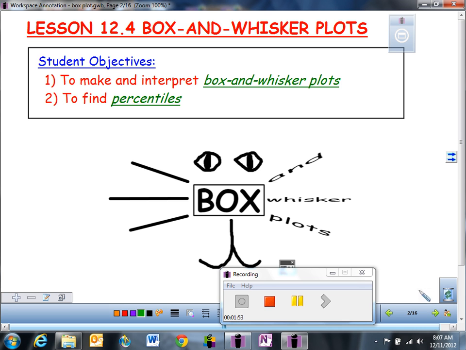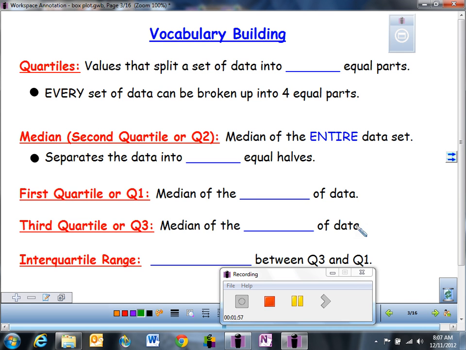Today we're doing box and whisker plots. So when you do a box and whisker plot, you have quartiles, values that split each data set into 4 equal parts. Every set of data can be broken up into 4 equal parts. The median is the second quartile. It separates the data into 2 equal halves.